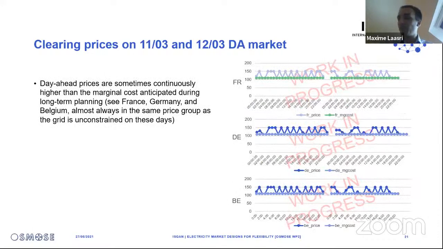I'm going to be very quick on this slide. We need some time for UD as well to talk about their topics on the day-ahead prices for other countries.